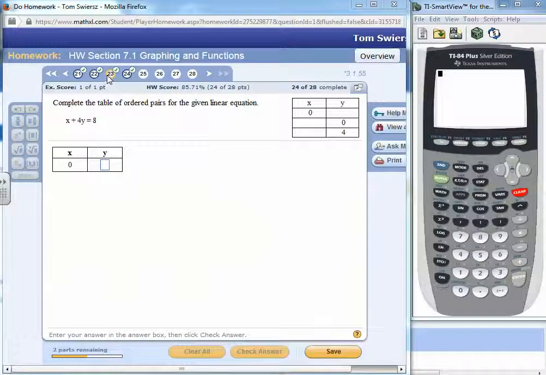Let's begin with homework exercise number 23. Complete the table of the ordered pairs for the given linear equation. All right, for my equation, I have x plus 4y equals 8.